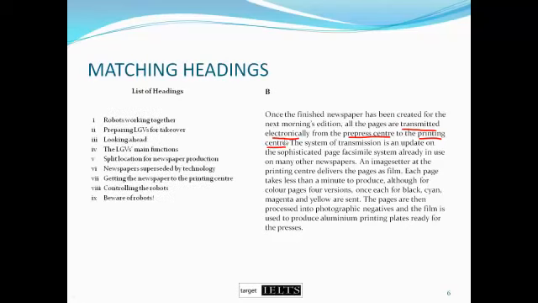Let's compare it with the headings. Now I will read my headings one by one. Could it be robots working together? Preparing LGVs, looking ahead, main functions, split location, superseded by technology, does not talk anything about newspaper superseded by technology. Could it be getting the newspaper to the printing center? We did talk about transmission from the pre-press center to the printing center, so this looks like a feasible bet.